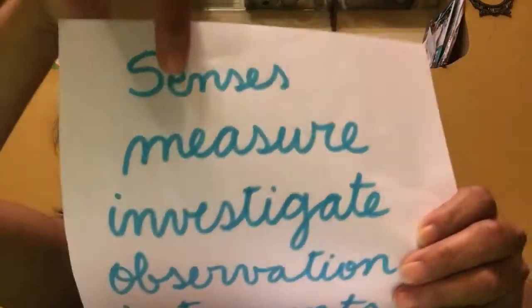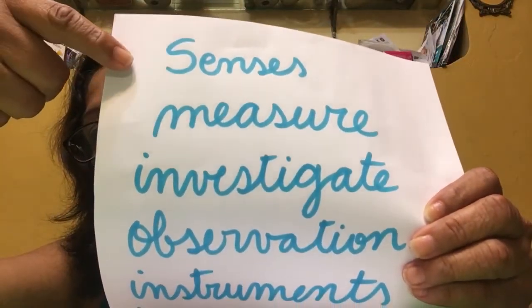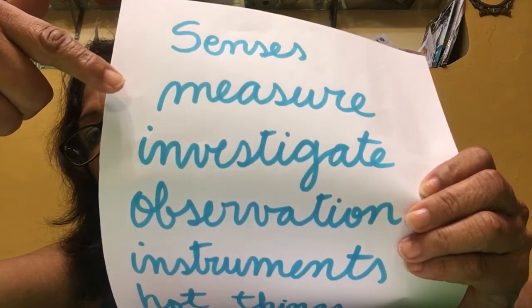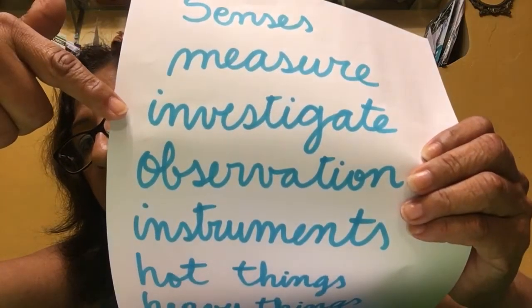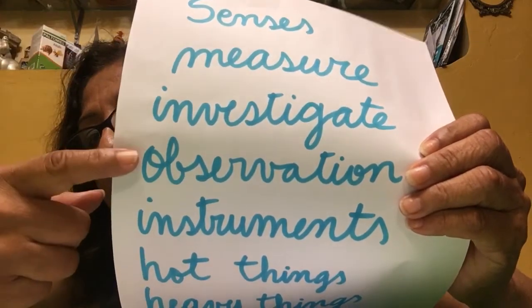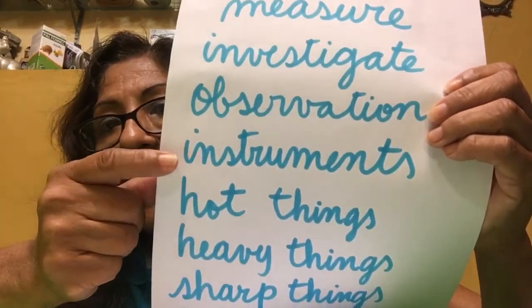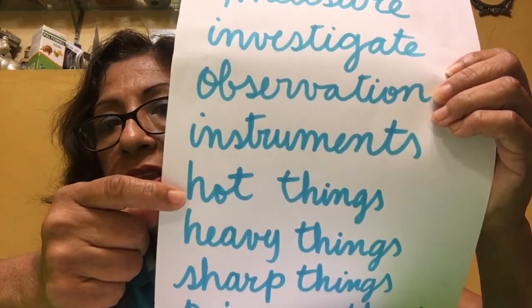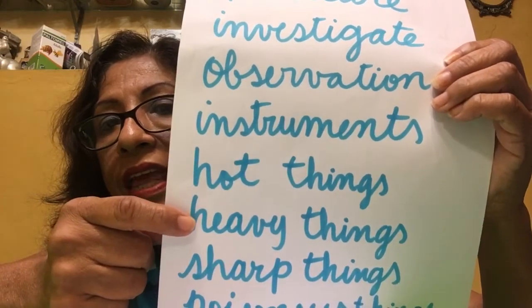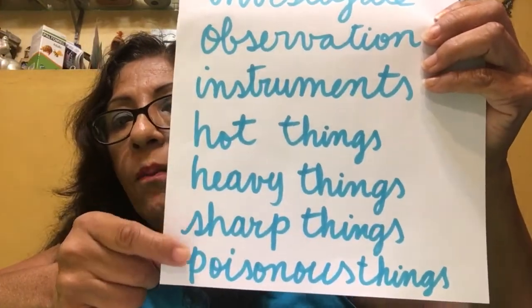We have also, in the initial part of this lesson, a list of words that I want you to repeat after me. Senses, measure, investigate, observation, instruments, hot things, heavy things. What is the other? Sharp things, poisonous things.